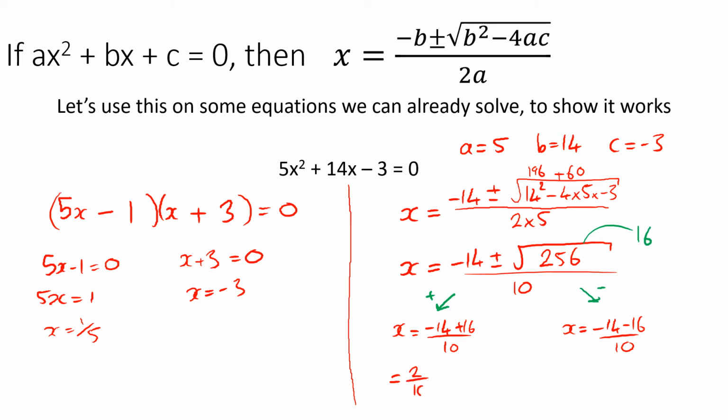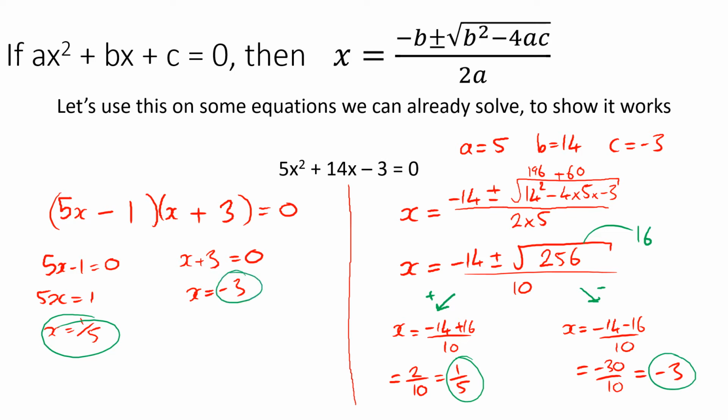That'll be 2 over 10, which is 1/5, which is the same as the answer we got using our good old-fashioned factorizing. And the other one would be minus 30 over 10, which would simplify to minus 3, which is the same as the other answer that we got. So yeah, the method works. But why does it exist then if we've already got this factorizing?